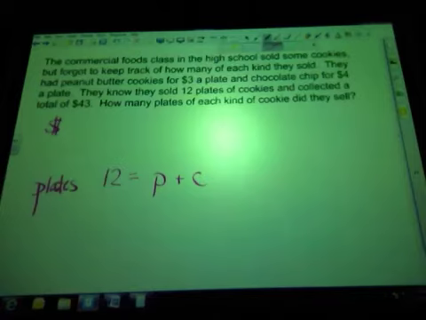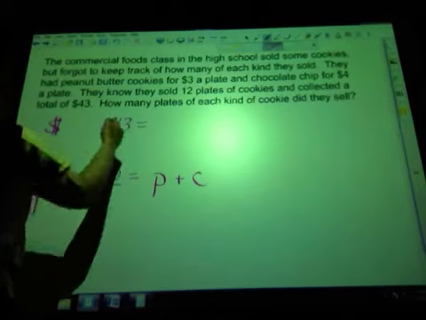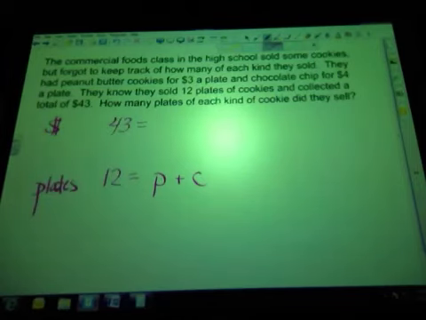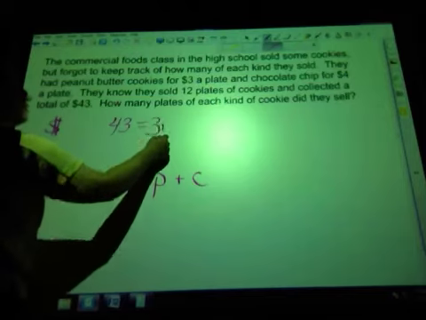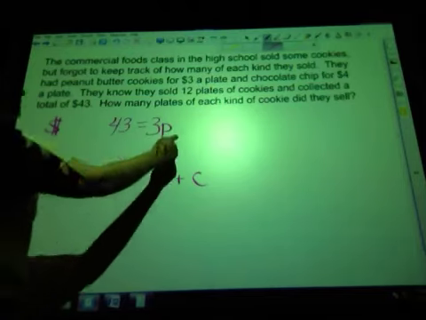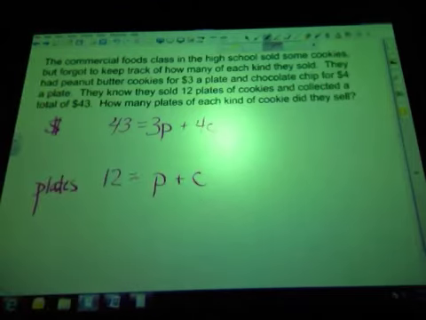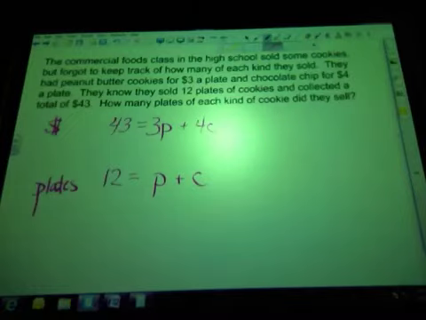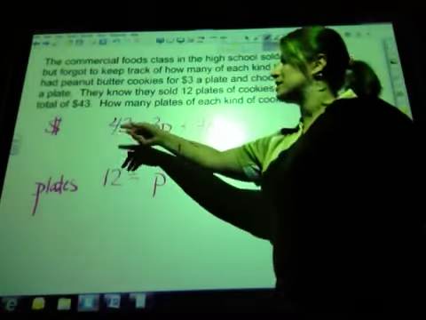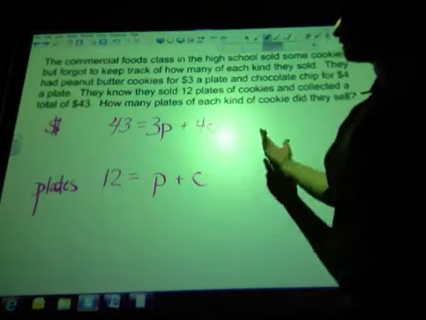On the money, what did they have for their total? They had 43 bucks, so that's going to be their total. And then they had $3 a plate for peanut butter cookies and $4 a plate for chocolate chip cookies. So it was $3 for every plate of peanut butter cookies and $4 for every plate of chocolate chip cookies. Now we're going to go ahead and solve these. If you wanted to say equals 43 over here at the end, that's fine. It equals 12 down here, that's fine.